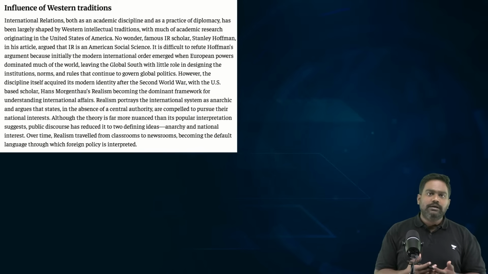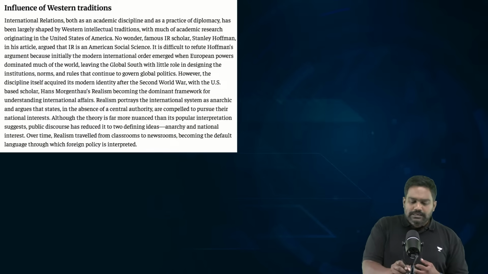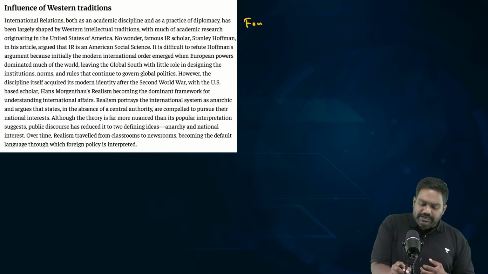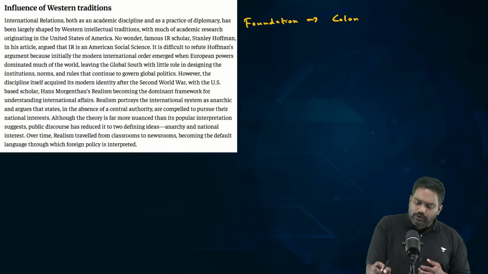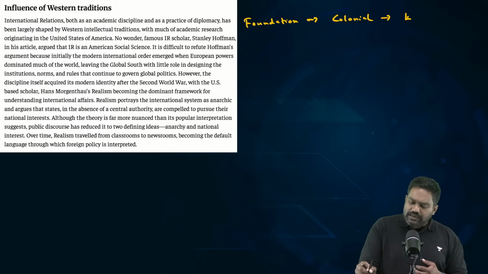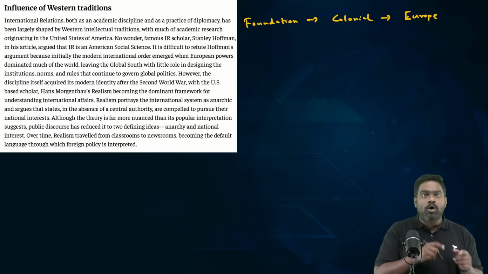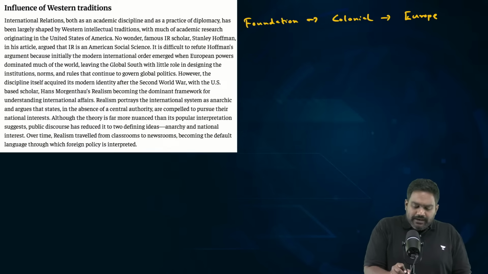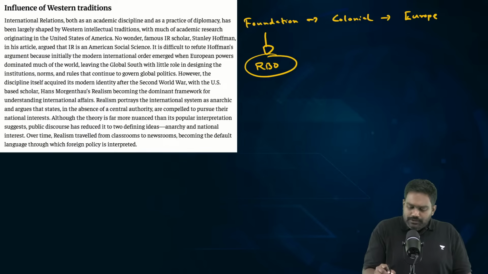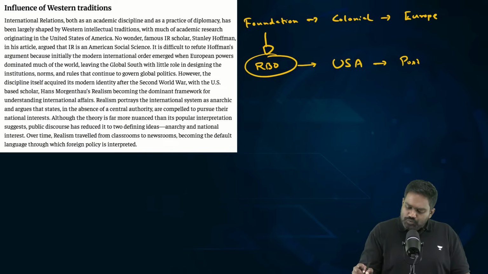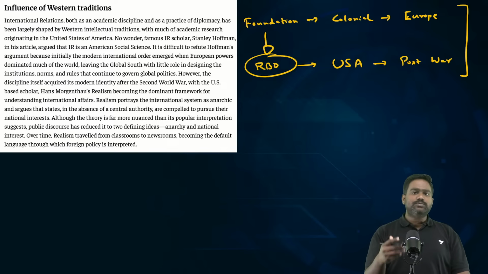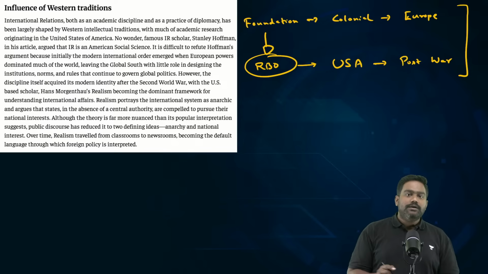Now, when you look at the current global order, the foundation of today's international order was primarily laid during the colonial period, primarily by European powers in the pre-war era. Then, the rules-based order that you have today was primarily championed by United States in the post-war period, because these were the leading powers of that time.